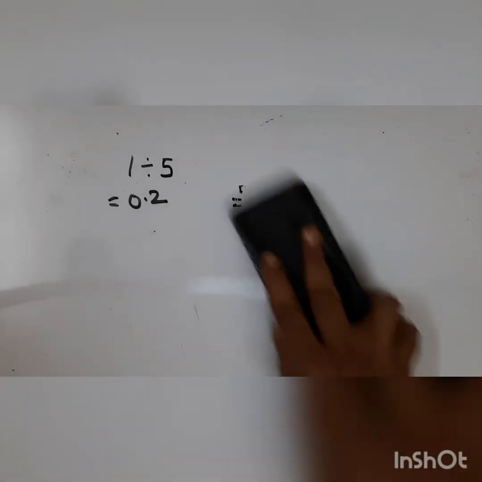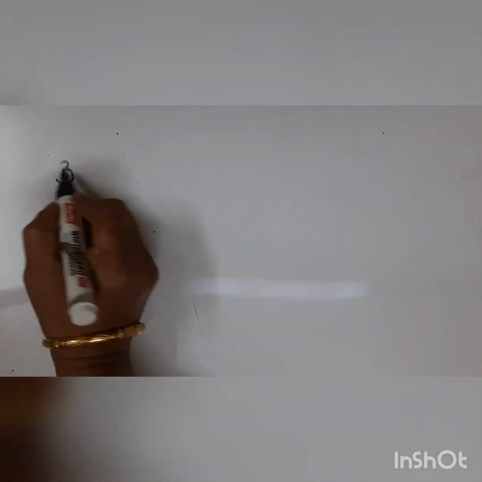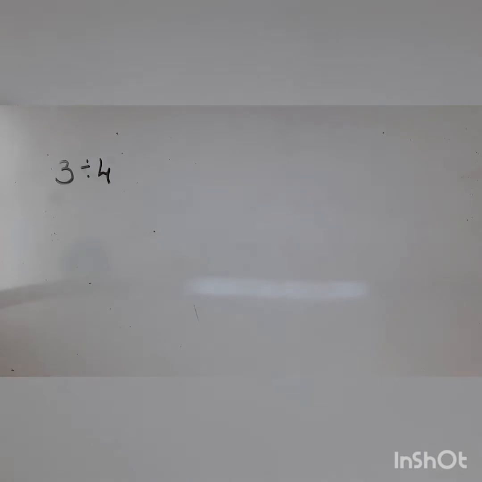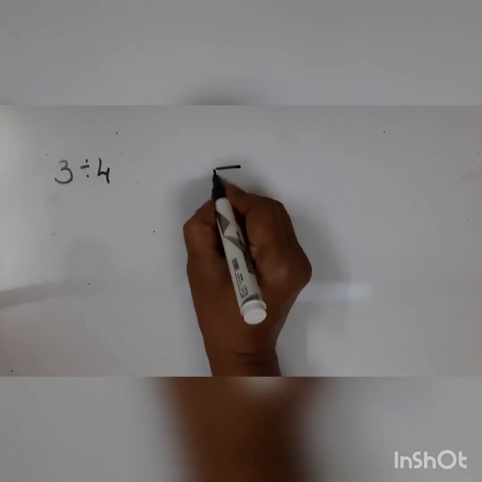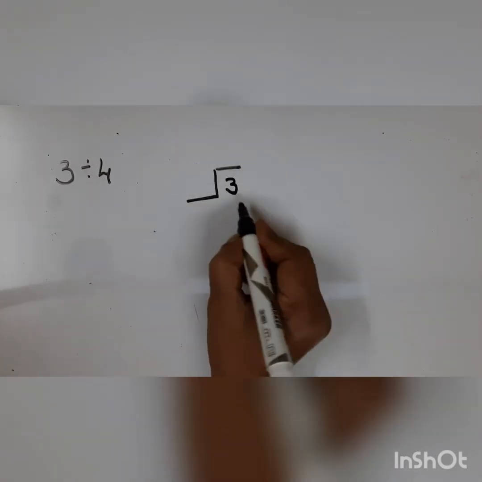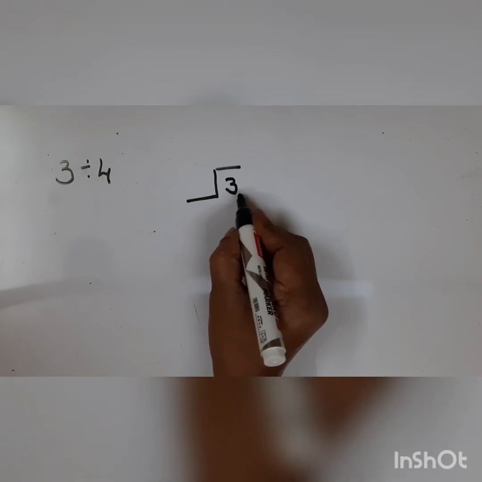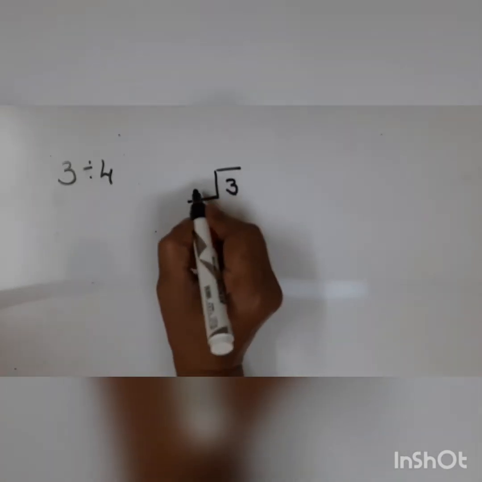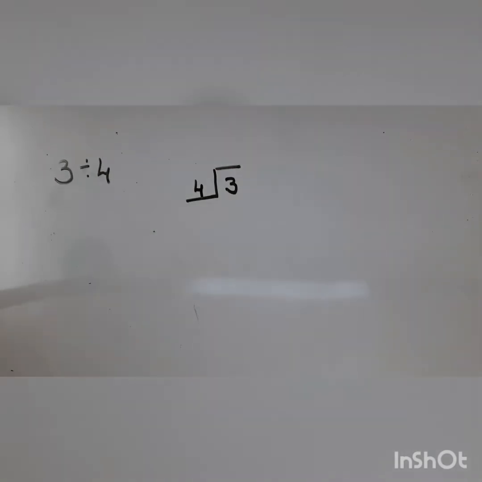Let's take another example. Let's take 3 divided by 4. Yes, now which is your dividend, children? Which number is your dividend? Yes, 3. This is your dividend, DD. Okay? And this is your divisor. 4 is your divisor, DR.